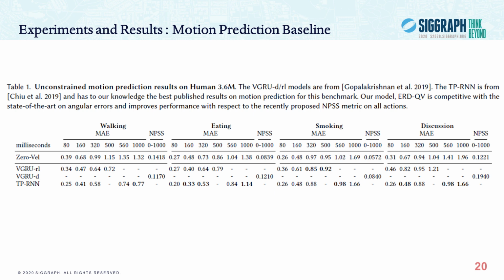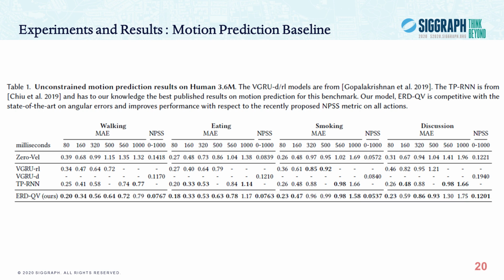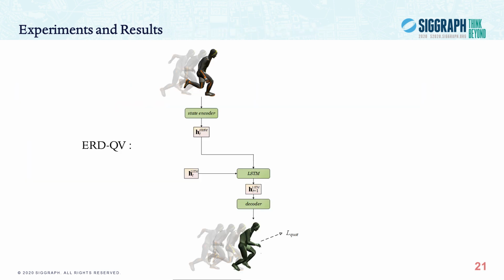We also show results of the triangular prism RNN proposed by Chiu et al., who have, to our knowledge, the best published results for the benchmark. Our motion predictor, which doesn't yet use any target information, shows competitive results on all mean angle error metrics and best results on all NPSS measurements. This confirms our choice of core architecture for transition generation.